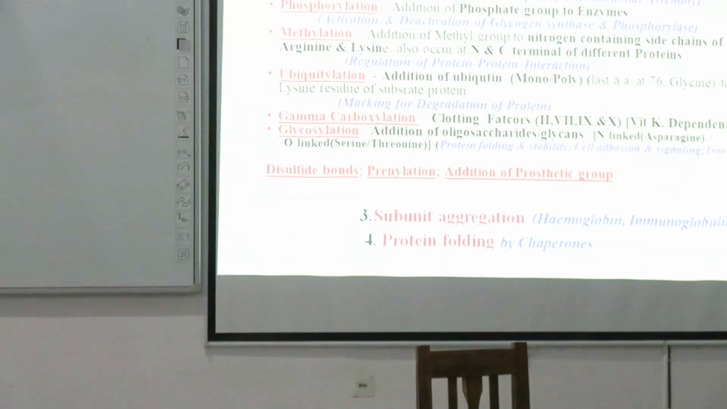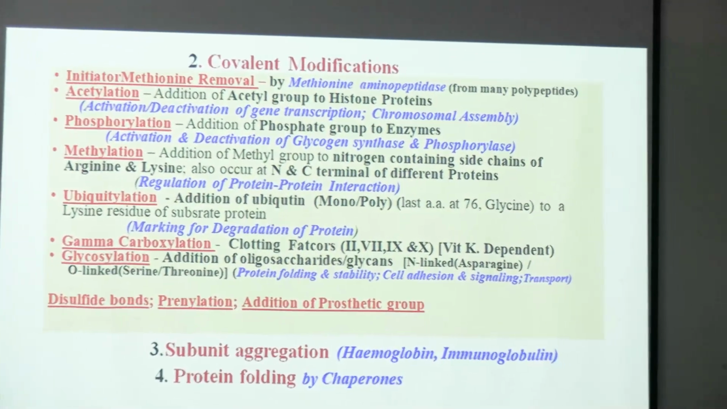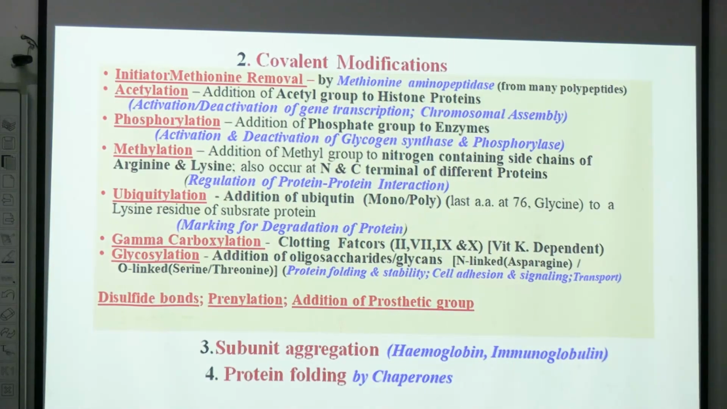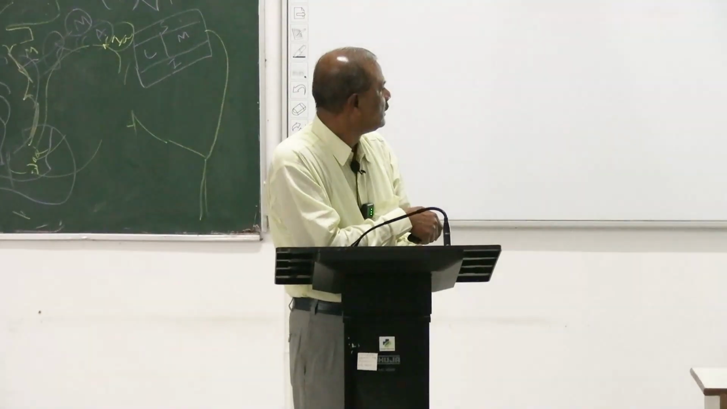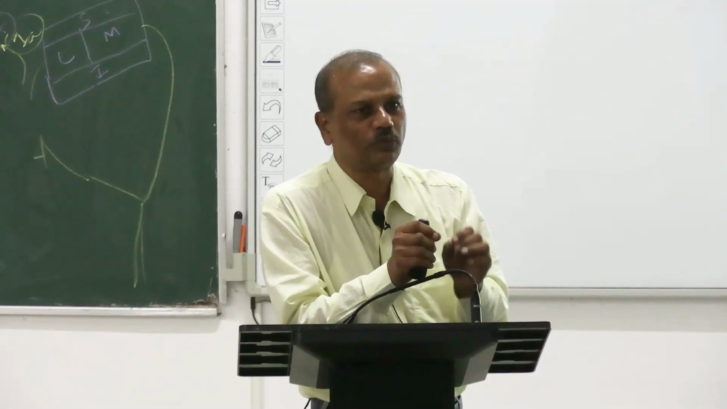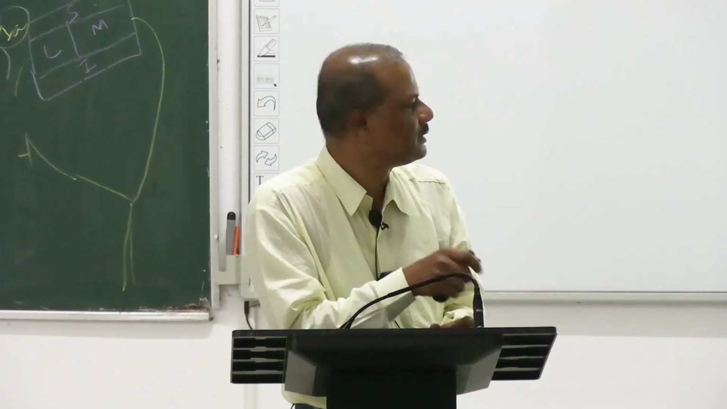So methylation, again, methylation of protein is on arginine and lysine, and they regulate the protein-protein interaction. As you go higher up, you will understand the impact of all those things, because these are also used for research purposes. Ubiquitination: this ubiquitination marks that a protein is almost destined for destruction.